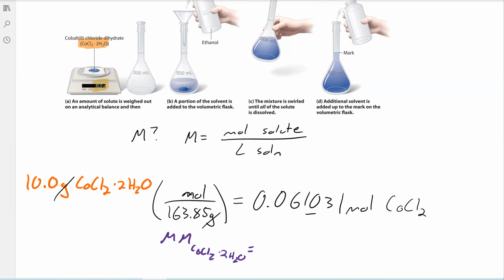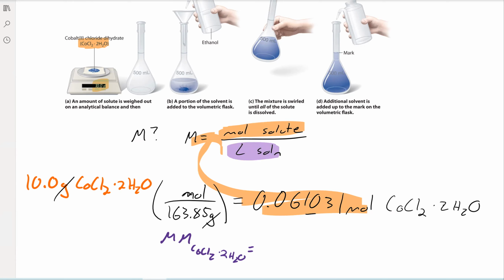Cobalt. Did I say copper before or cobalt? Hopefully I've said copper or cobalt. Cobalt 2 chloride dihydrate. And we're going to take this value right here and plug it into there, right? So you see it's a plug and chug plus conversion type of problem.